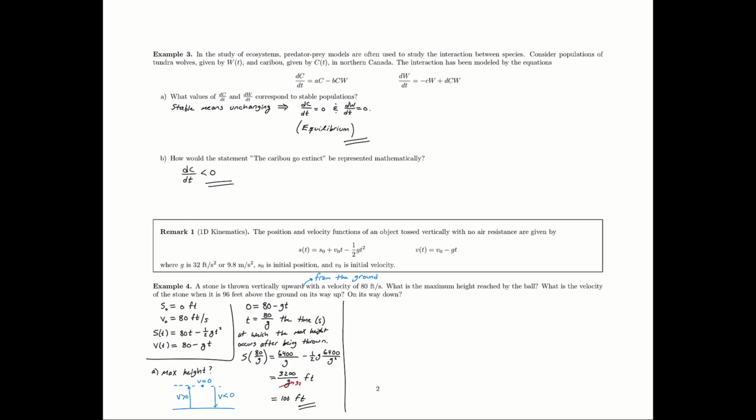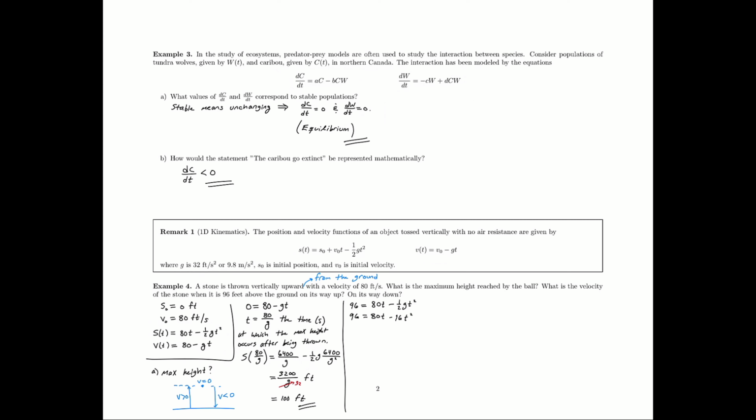Okay. The next part here is we're asked what the velocity of the stone is when it is 96 feet above the ground on its way up. So we are given information about position. So we're going to look at our position function, S of t, and we are going to set that equal to 96. If we set that equal to 96, we'll have 80t minus a half gt squared. And since we're going to have to solve for t, I'm going to plug in that 32 right now for g to get minus 16t squared.